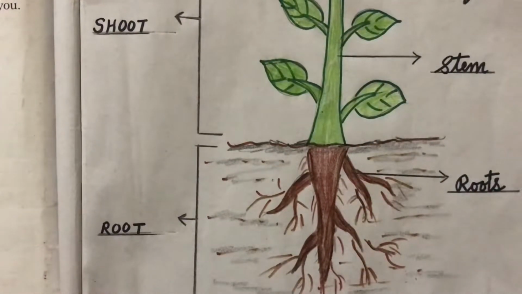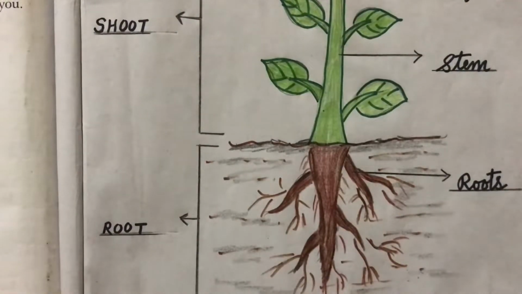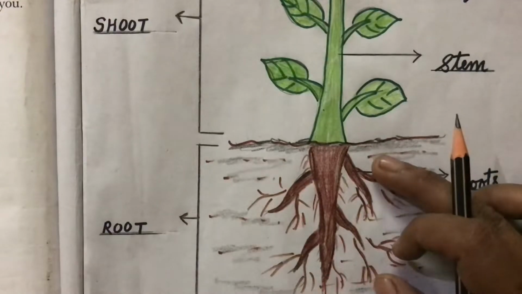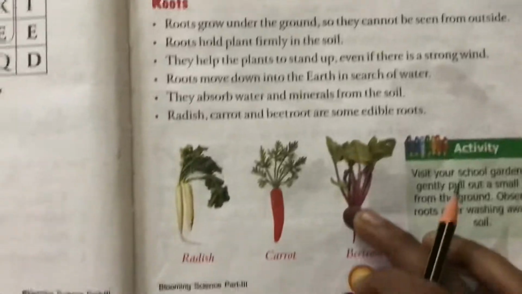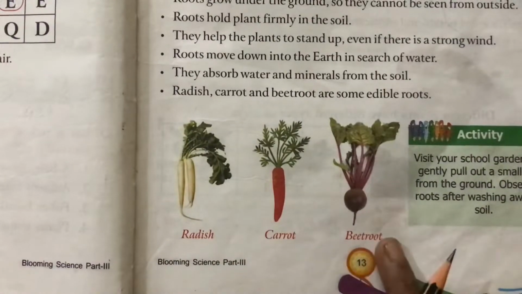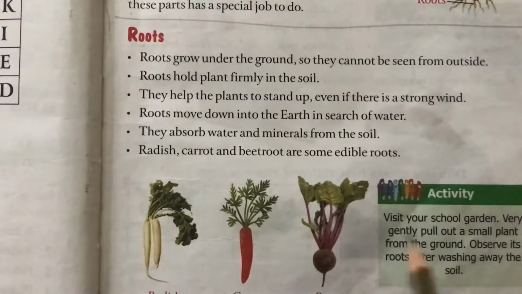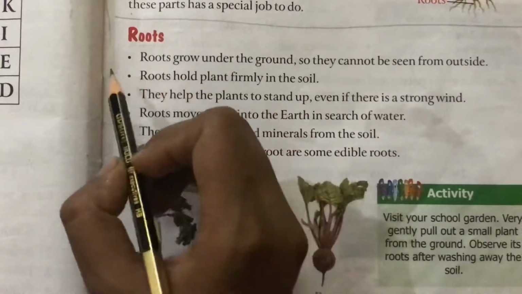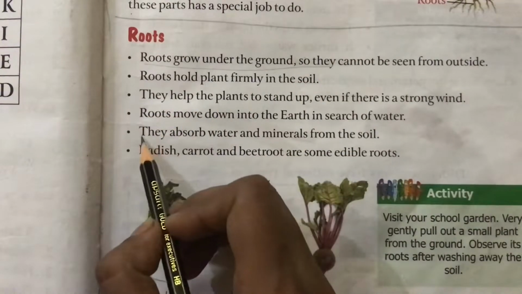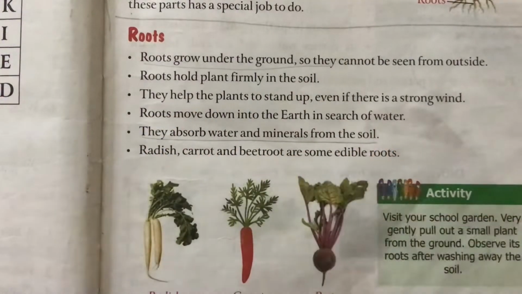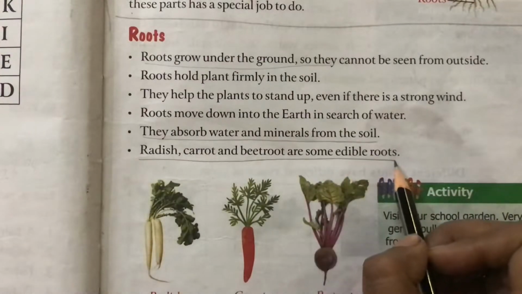What is the meaning of firmly? It also holds the plant very tightly and it gives support to them. Okay, so this is the work of roots, and we also eat some roots, that is radish, carrot and beetroot. Clear, children? So this line is important. Roots grow under the ground and they absorb water and minerals from the soil. We also eat some root, that is radish, carrot and beetroot.